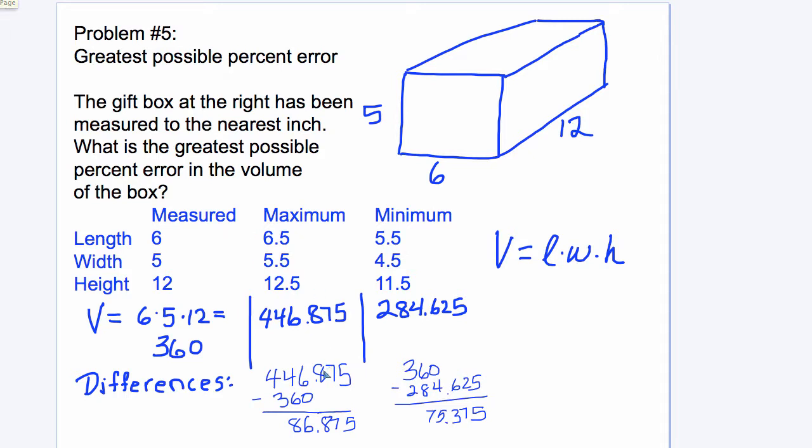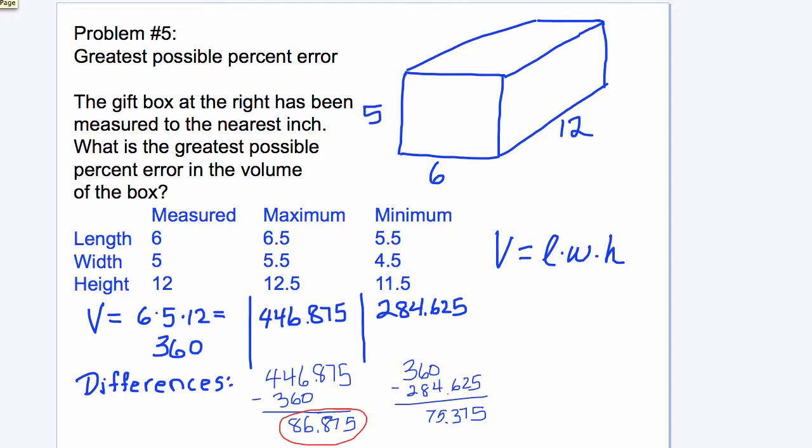Well, if we subtract the measured volume from the maximum, that's 446.875 minus 360, we find a difference of 86.875. If we find the difference between the measured volume and the minimum volume, we find that that difference is 75.375. So this volume, 86.875, that difference is the biggest one.